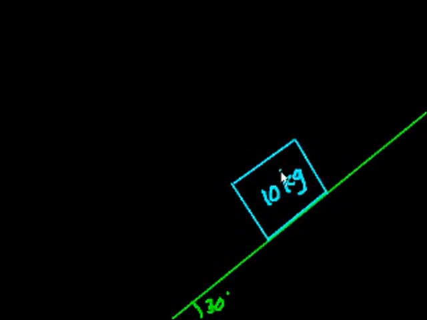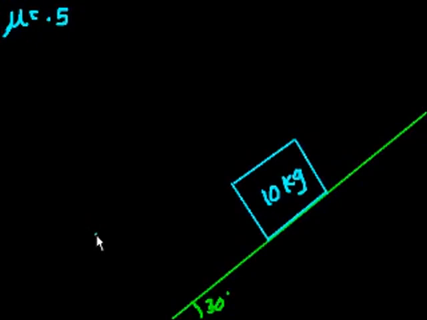So this is a 10 kilogram block and it's on an inclined plane with a 30-degree angle. And let's say the coefficient of friction between the block and the plane, this could be a hill or something, is 0.5, which actually is a lot of friction. That's the coefficient of friction, 0.5. So let's figure out what happens.